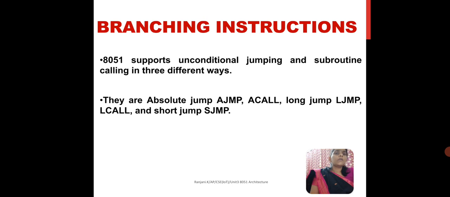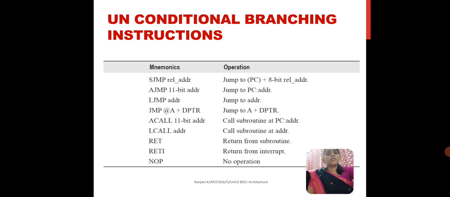Next we are going to see the branching instructions. The branching instructions of the 8051 support unconditional jumping and subroutine calling in three different ways. The absolute jump is AJMP and ACALL, the long jump is LJMP and LCALL, and the short jump is SJMP. These are the unconditional branching instructions.